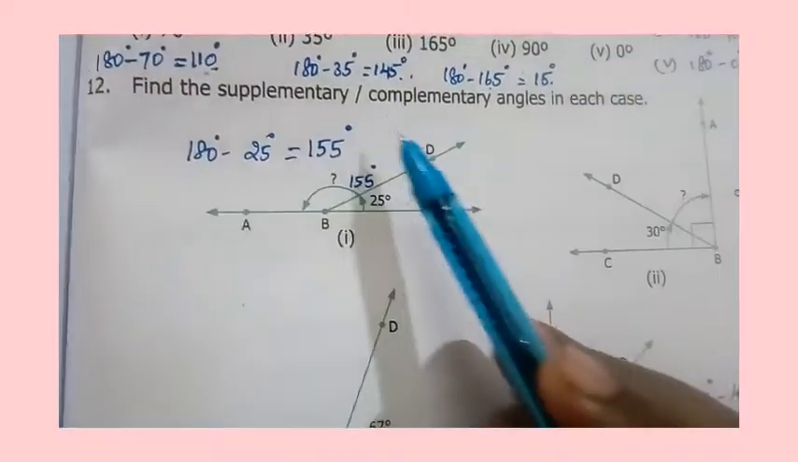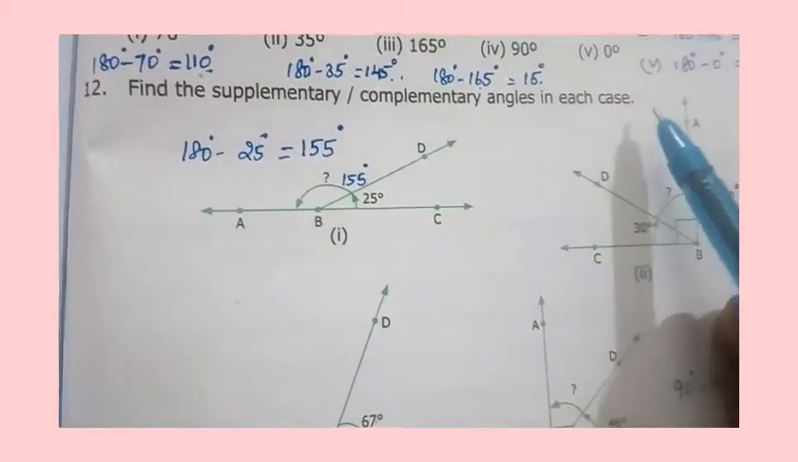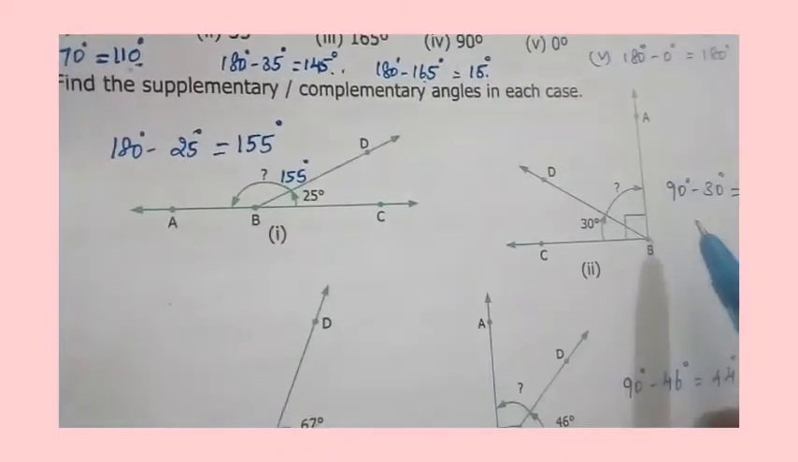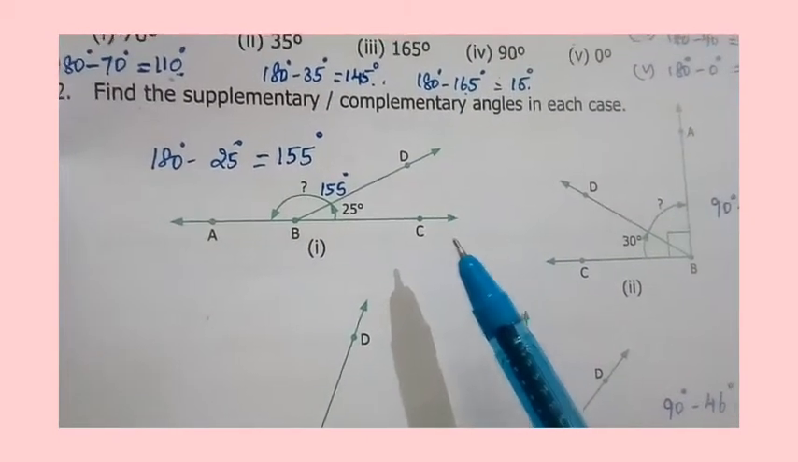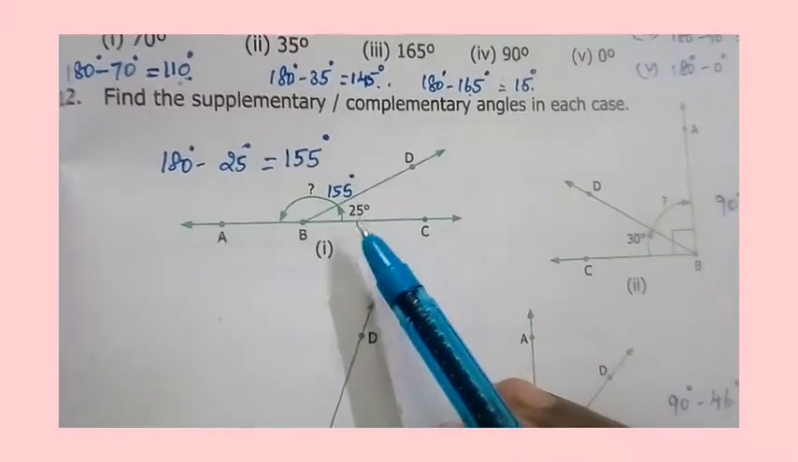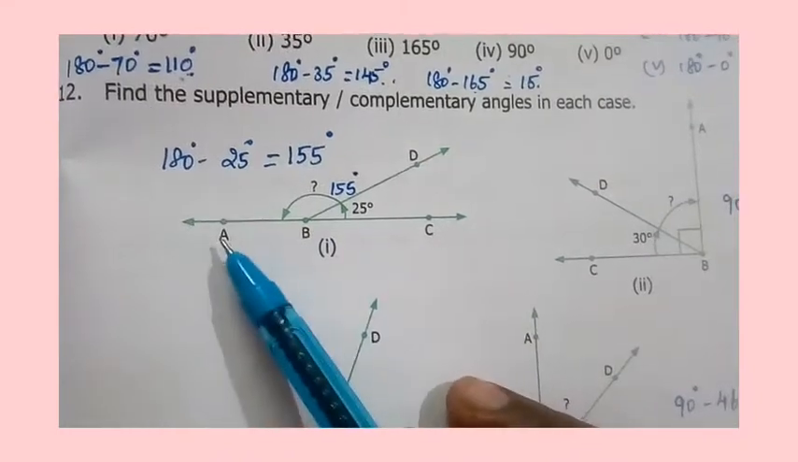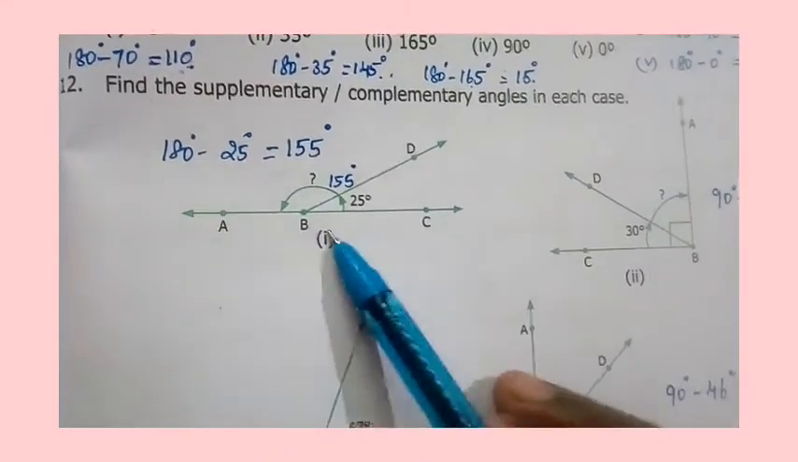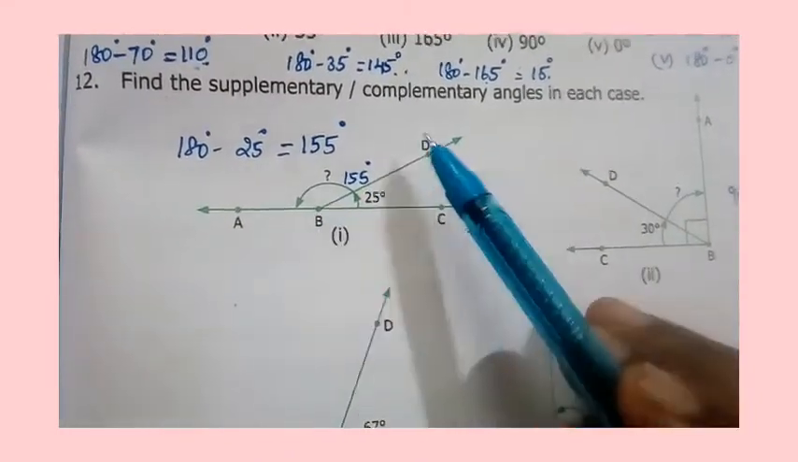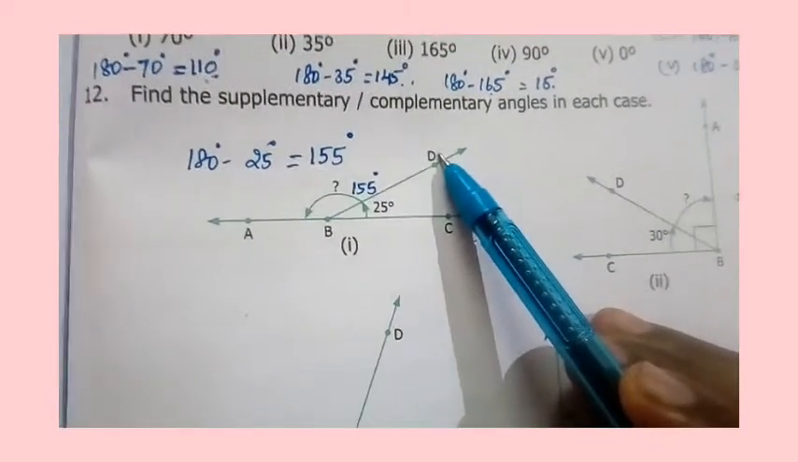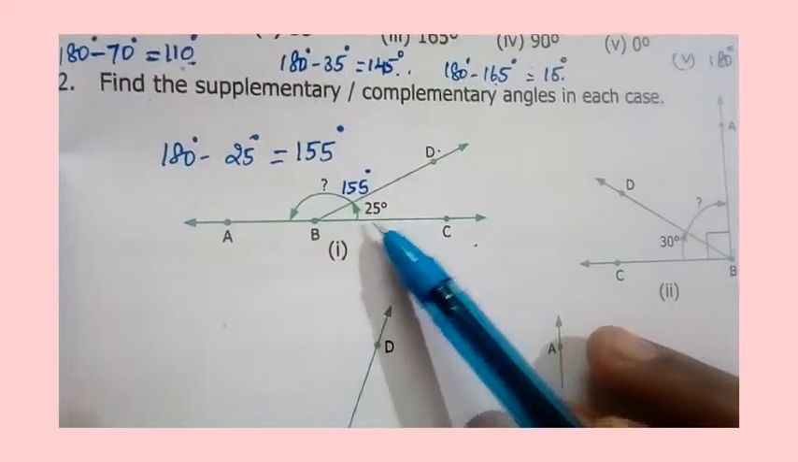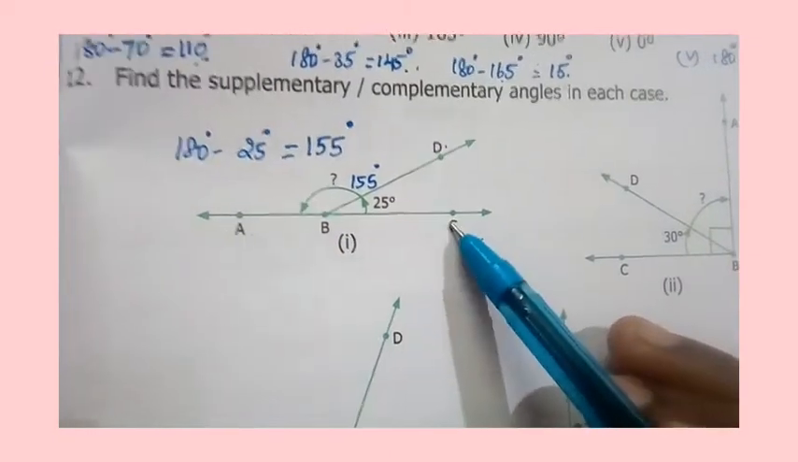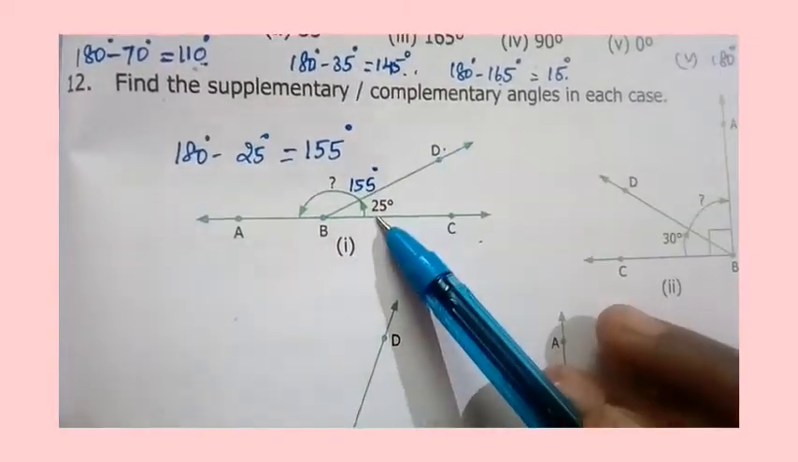12th question, find the supplementary and complementary angles in each case. The diagrams are given. Using them we want to find the unknown angle. In the first picture, you have to see a straight line marked A, B, C, and from B, a ray to D. The angle is formed at the vertex B. Angle CBD is equal to 25 degrees.